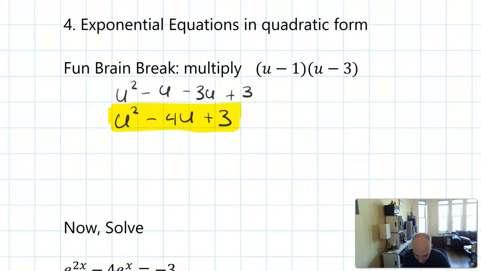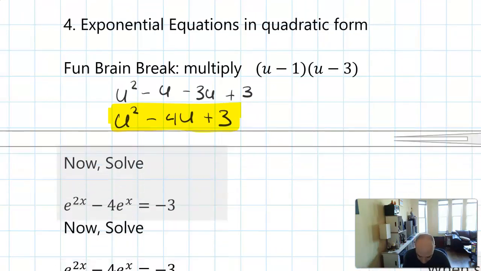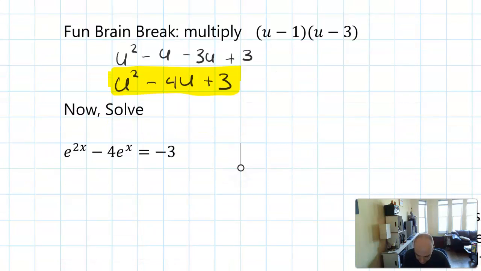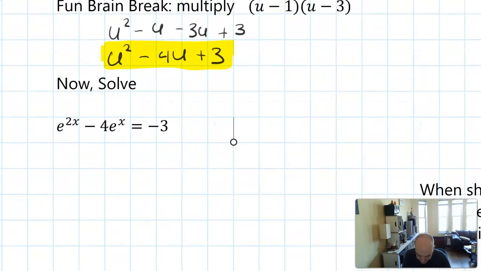And let's try another problem. What if I asked you to solve e to the 2x minus 4e to the x equals negative 3? Well, your first attempt might be, let's take the natural log of both sides. And if you're not being careful, you might say, well, can I just take the natural log of all three terms? And the answer is no.